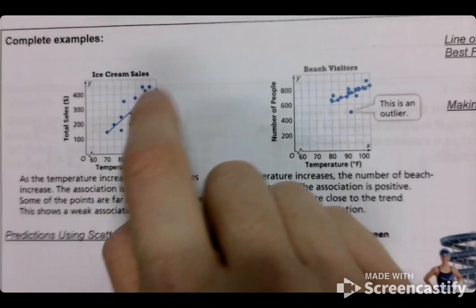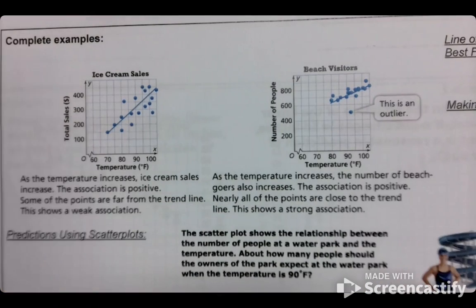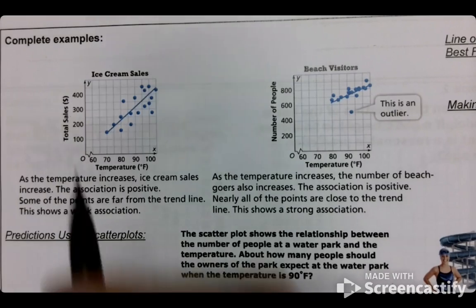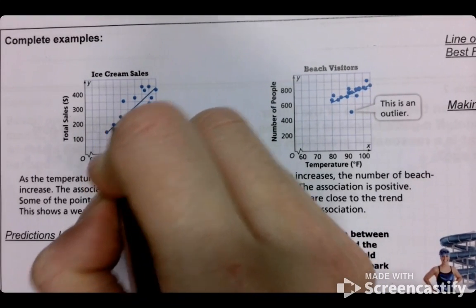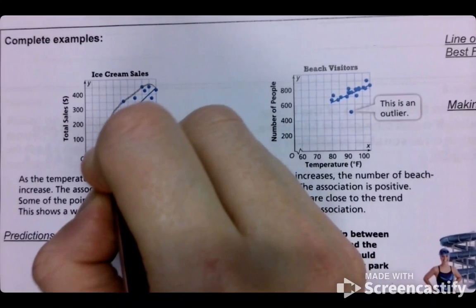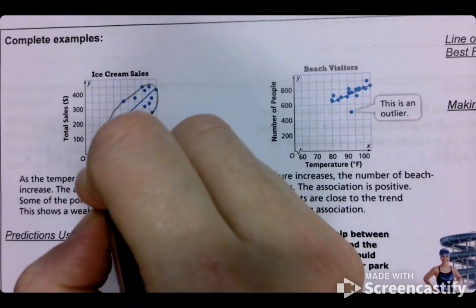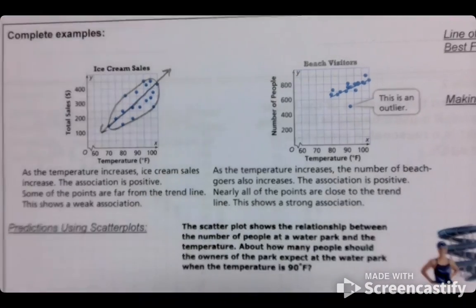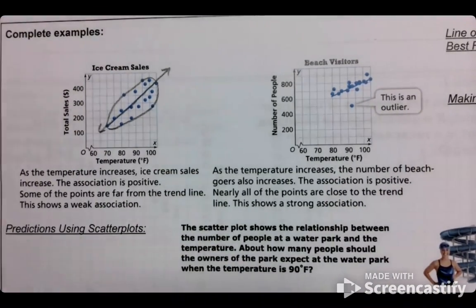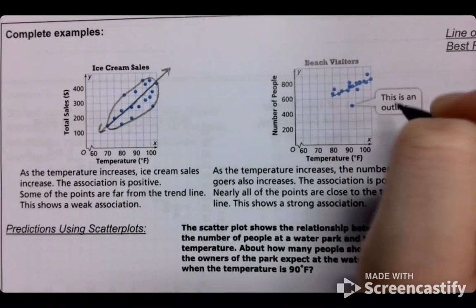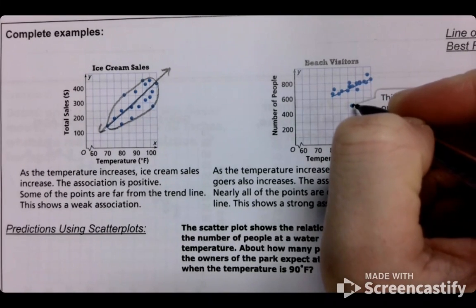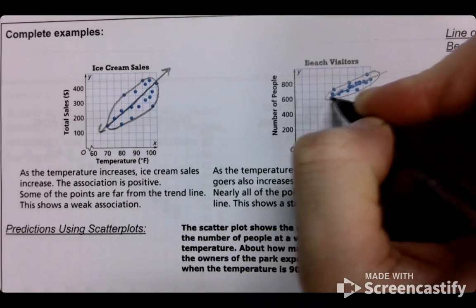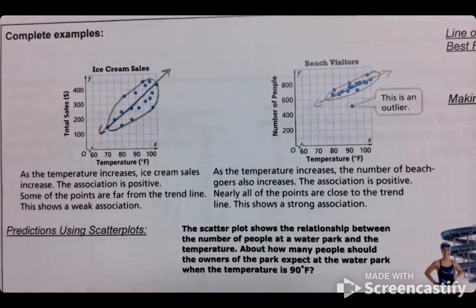And so this is the best case scenario. Basically what I tell my students is, if you make a circle, like an oval, around all the points, and then you draw a line through it, you should end up with about the best trend line. And what they're saying on this one, this beach visitor, is this is an outlier. And so you don't worry about the outliers.